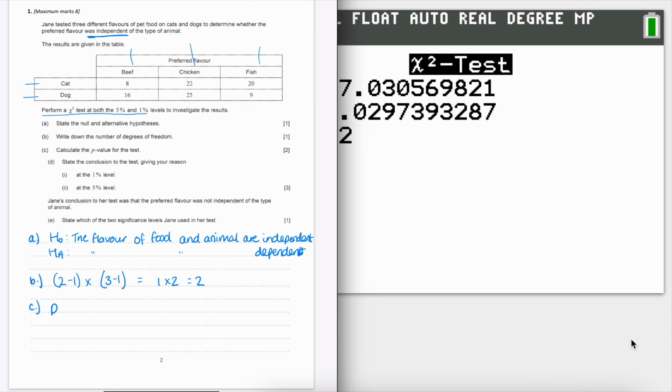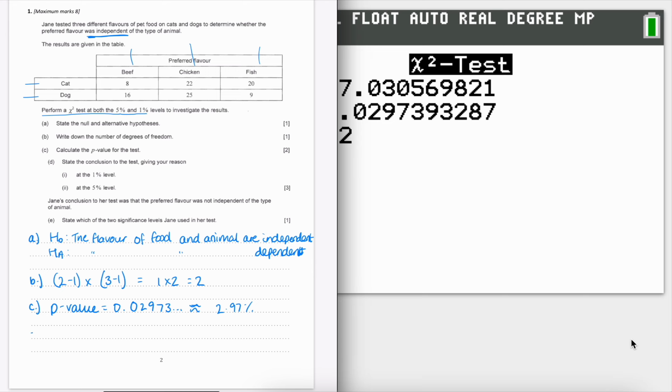So if we go back to our paper, the p-value is equal to 0.0, we can just see it there on the right, 2973, and to 3 significant figures, that would be 2.97% or 0.0297. That's also okay to write.